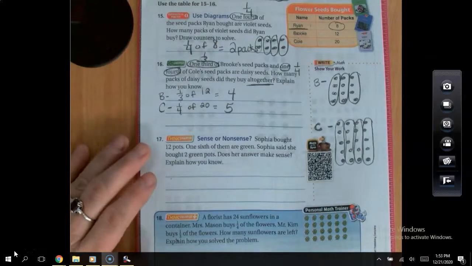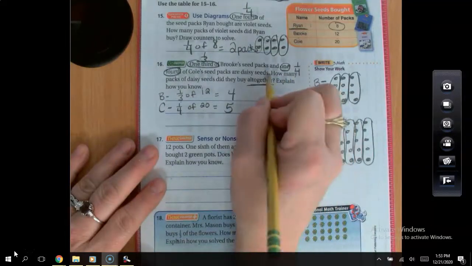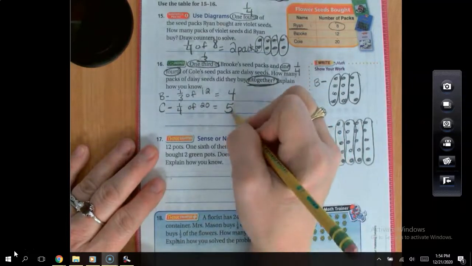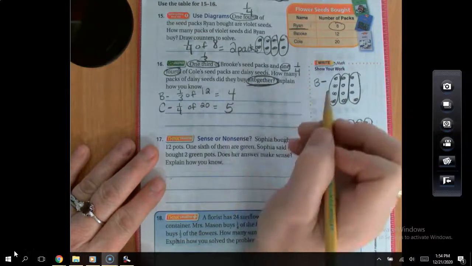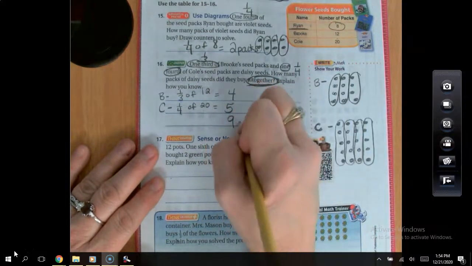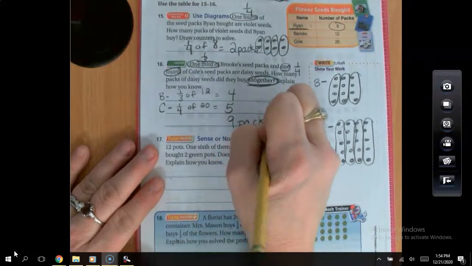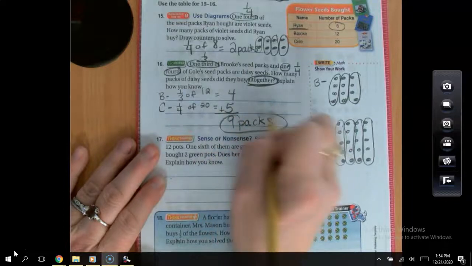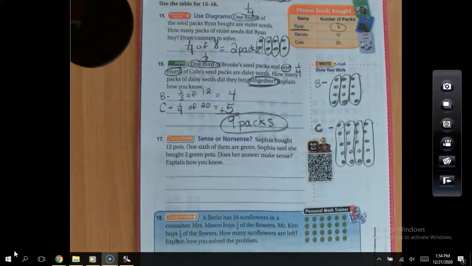We're not finished. They want to know how many do they have all together. So I have to add these 2 numbers. What is 4 plus 5, boys and girls? Yes, 9. They have 9 packs. 4 plus 5 is 9. They have 9 packs.